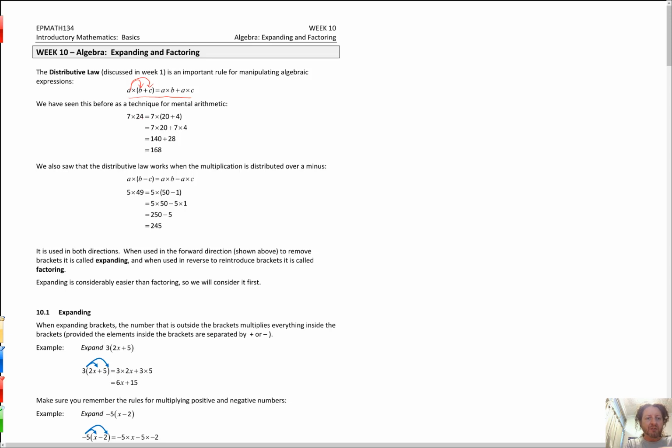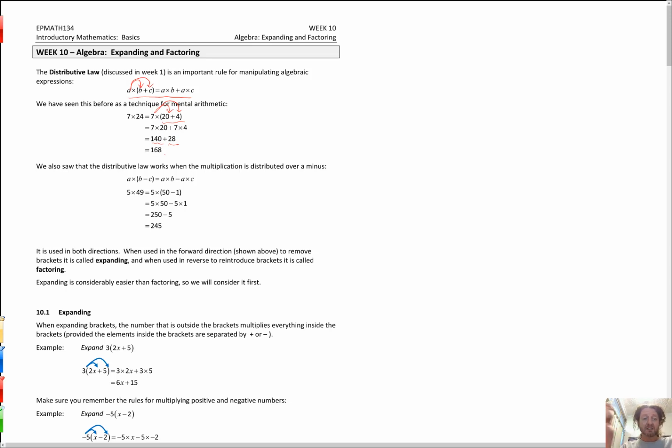This 7 times 24, we considered the 24 to be a 20 plus 4, but still the 7 is multiplying all of the 24, so the 7 is multiplying all of the 20 plus 4. We got 7 20s, which is 140. We got 7 4s, which is 28, so 140 plus 28 was 168.